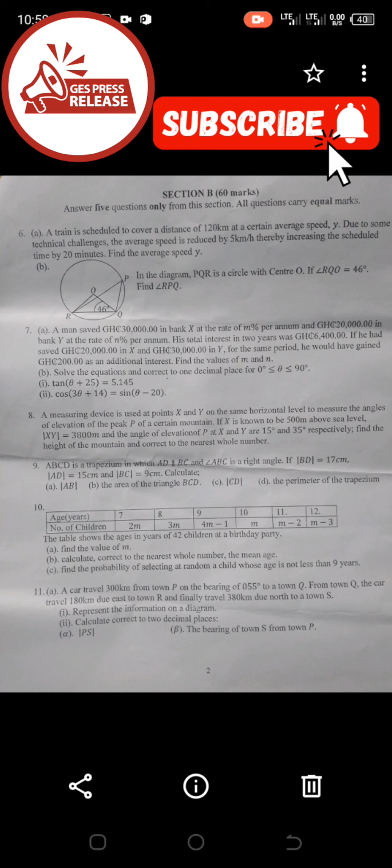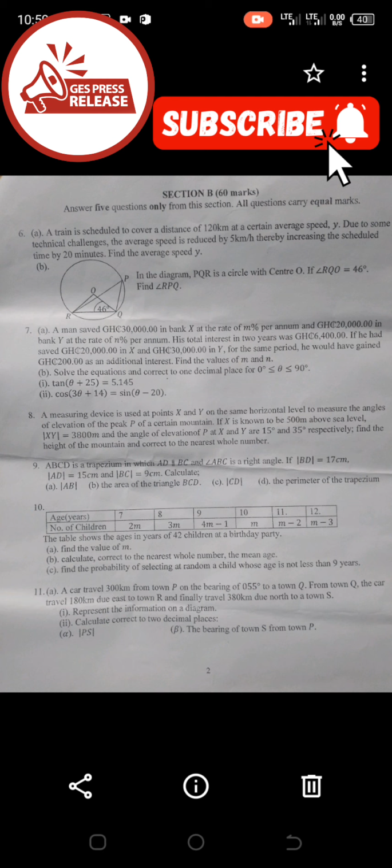Now number 6A. A train is scheduled to cover a distance of 120 kilometers at a certain average speed y. Due to some technical challenges, the average speed is reduced by 5 kilometers per hour, thereby increasing the scheduled time by 20 minutes. Find the average speed y. Now 6b, you can see a diagram, the circle diagram. In the diagram, PQR is a circle with center O. If angle RQO equals 46 degrees, find angle RPQ.